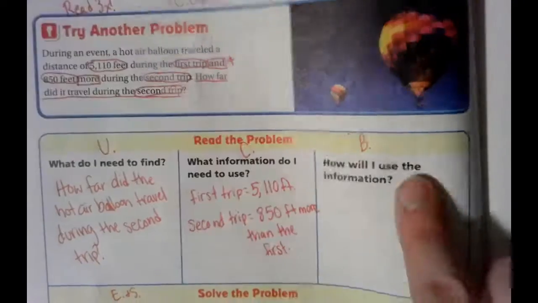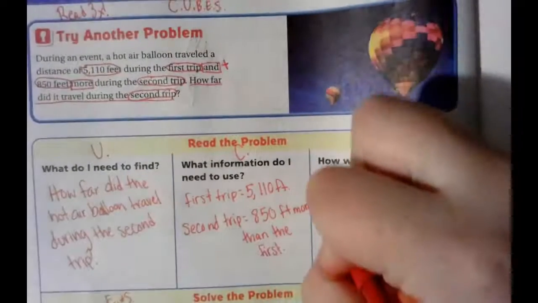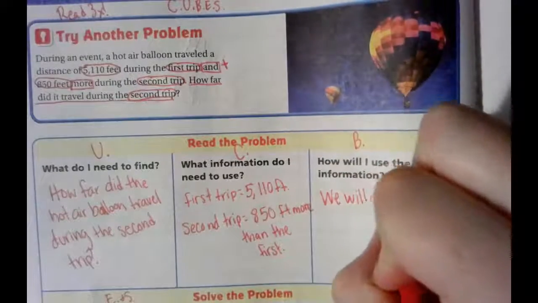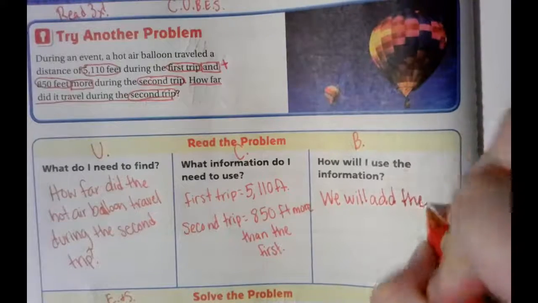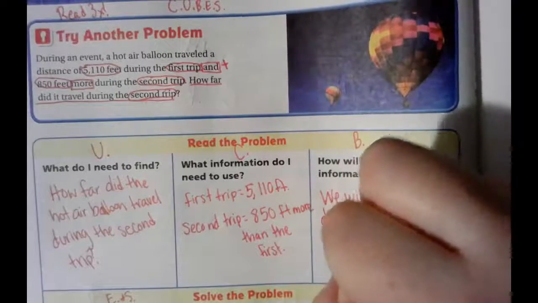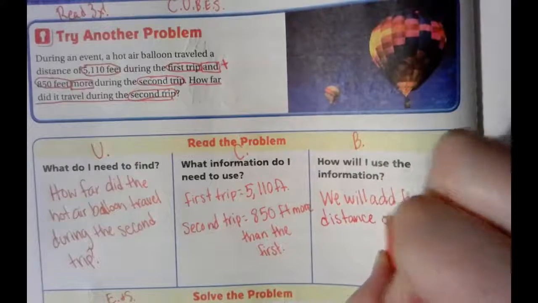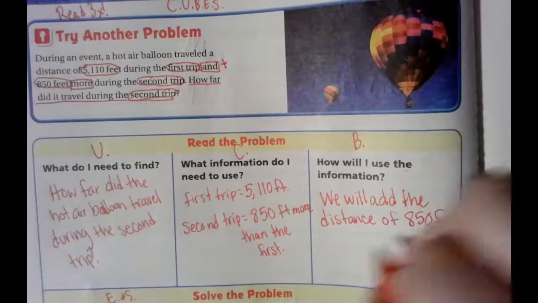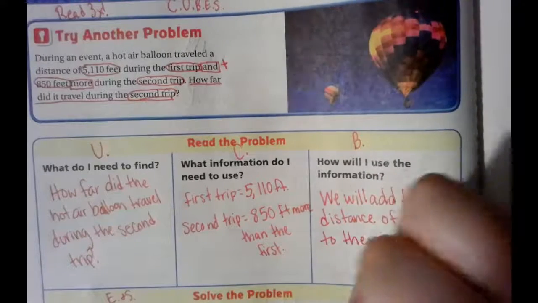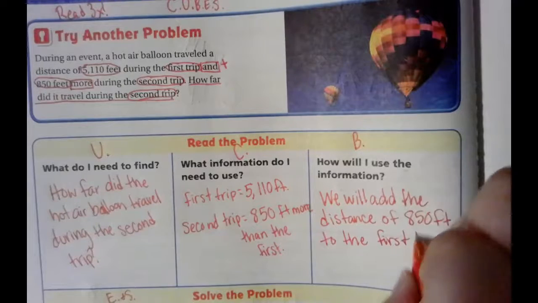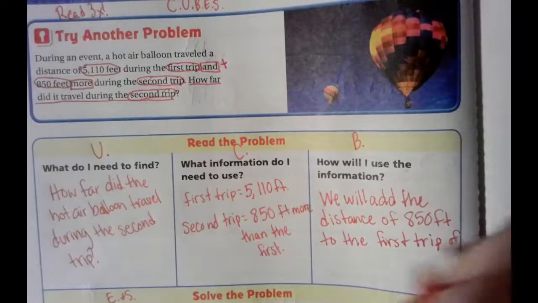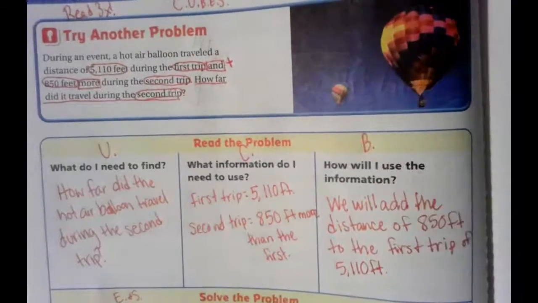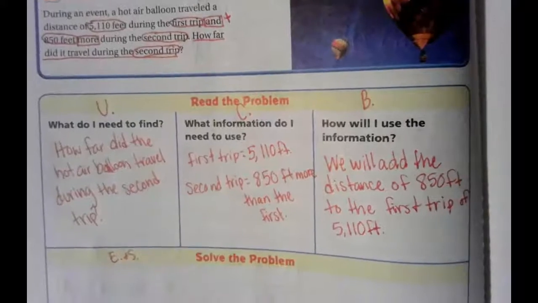Okay, so how we'll use this? We will add the distance of, right, 850 more, 850 feet to the first trip of 5,110 feet. Okay.